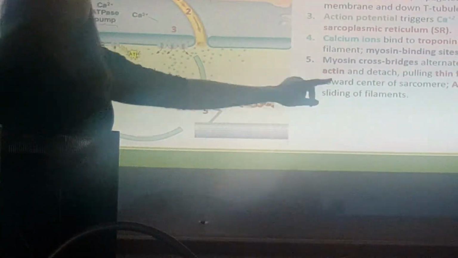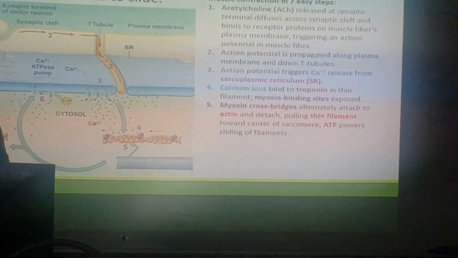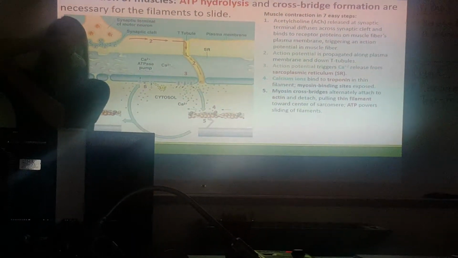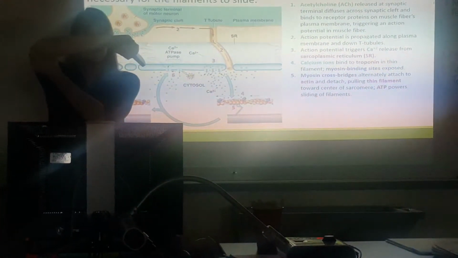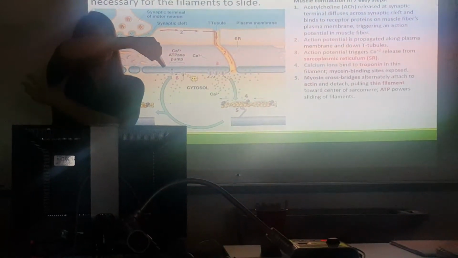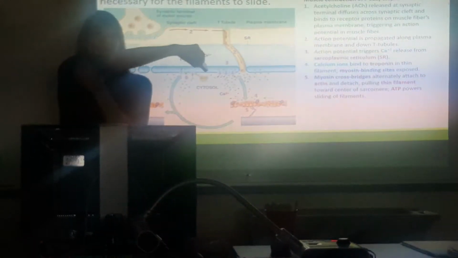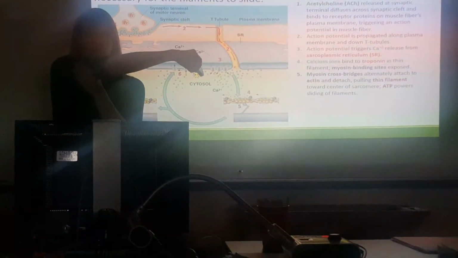ATP is what powers the sliding of this filament. So basically, myosin binds to actin and pulls actin towards the center. It detaches, it binds again to the actin, pulls it closer to the center. It detaches, myosin binds again and pulls the actin towards the center of the sarcomere until the contraction is complete.